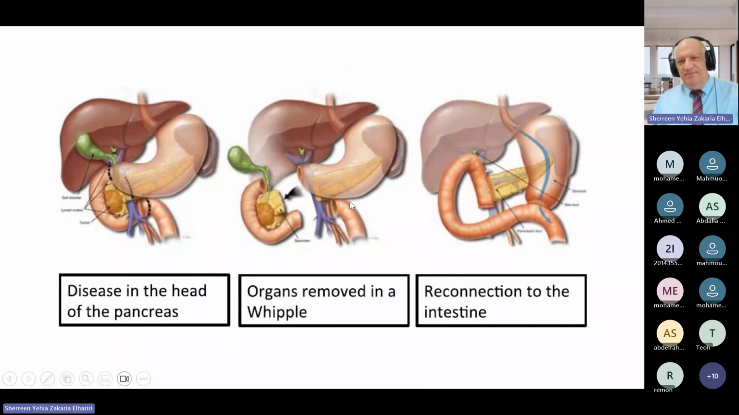This is the Whipple operation. Whipple operation is done for cancer of the head of the pancreas. So we remove the gallbladder, the common bile duct, the duodenum, and part of the pancreas, and we make a triple anastomosis. We connect the jejunum to the rest of the pancreas, the common bile duct to the jejunum, and the stomach to the jejunum, and we remove the duodenum. So this is the classic Whipple operation done for cancer of the head of the pancreas or pre-ampullary tumor.